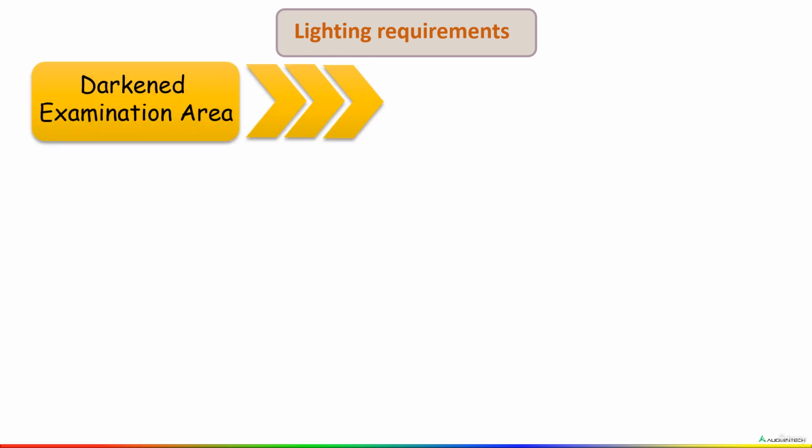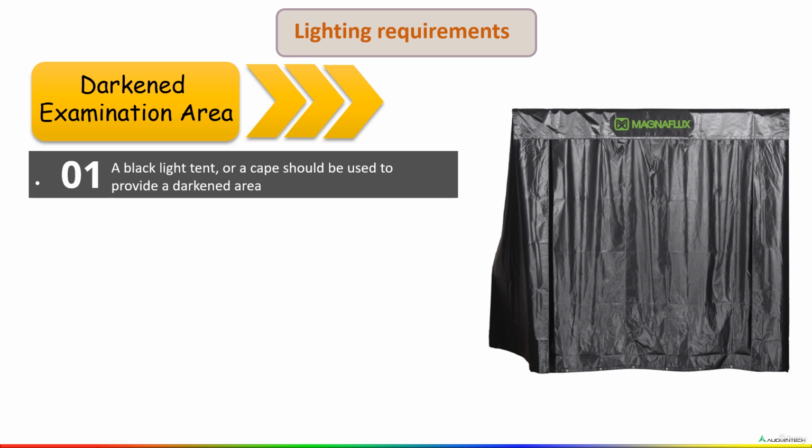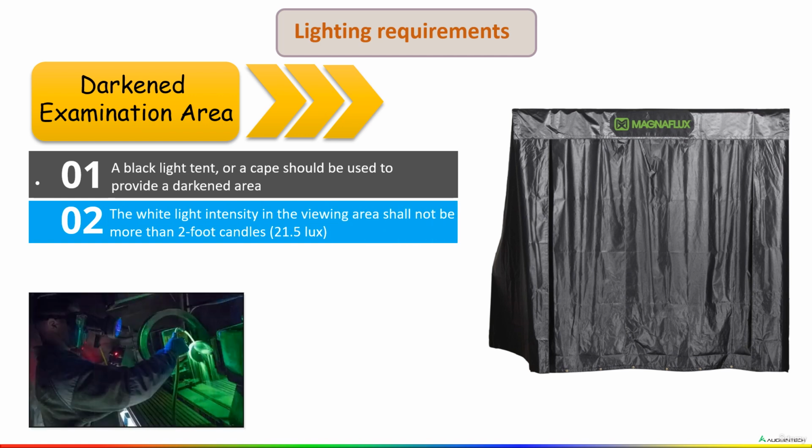Darkened examination area. A black light tent or a cape should be used to provide a darkened area for fluorescent particle inspection. Enclosures, hoods, and curtains are used to sufficiently darken the magnetic particle inspection area to required levels. It should be noted that the white light intensity in the viewing area shall not be more than 2 foot candles. Otherwise, it will interfere with the interpretation of the indications.